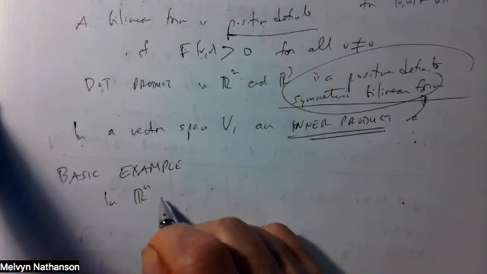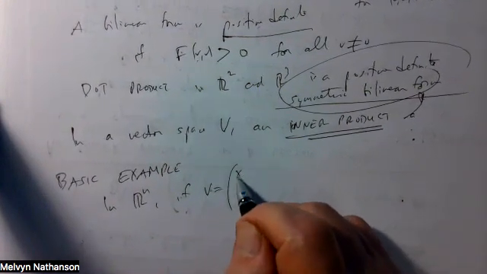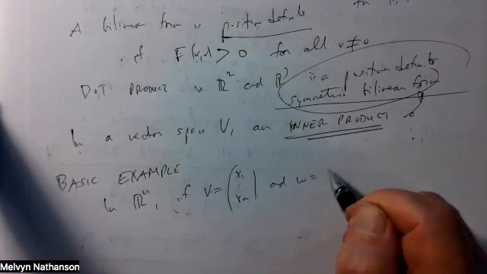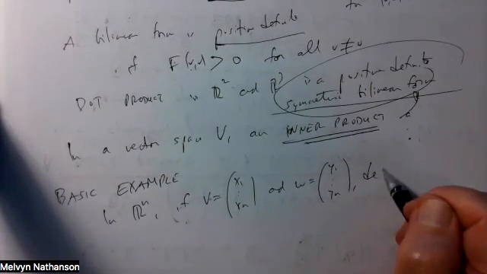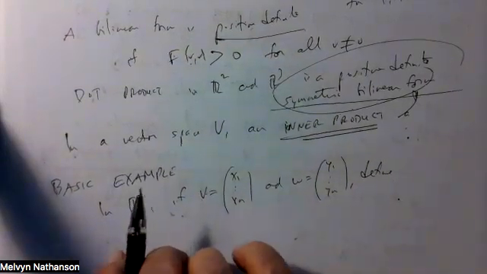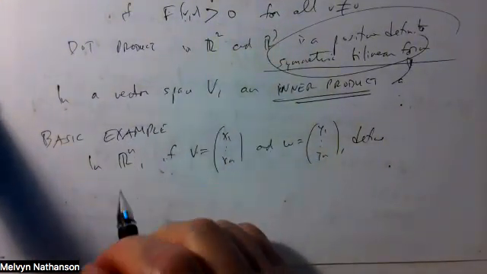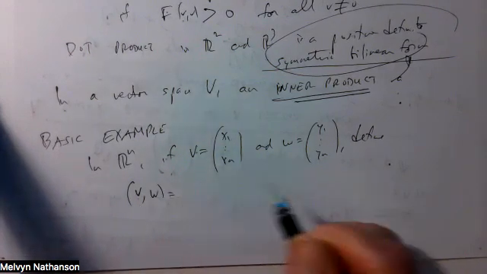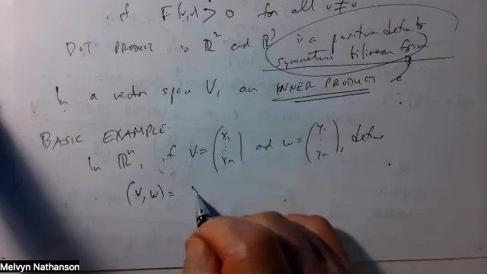In Rn, if V is the vector x1 to xn, and W is the vector y1 to yn, we define the inner product, and we usually define the inner product without using a letter like f, just V comma W. You multiply coordinates pairwise and add.